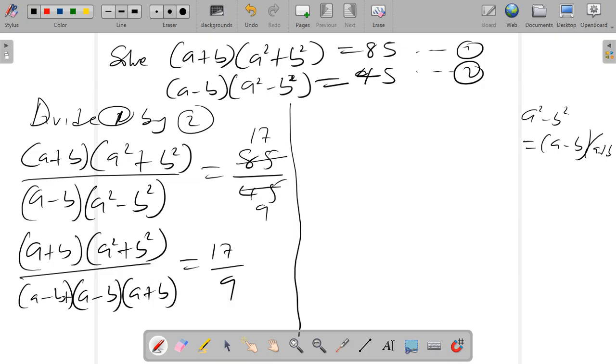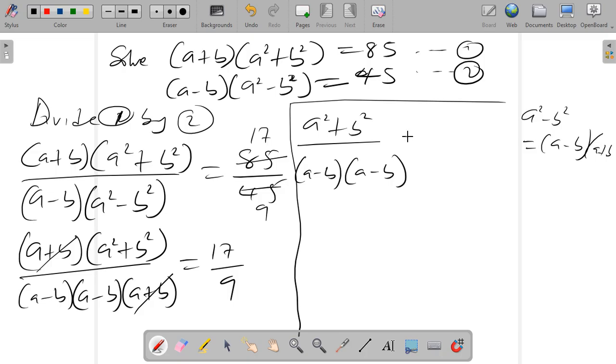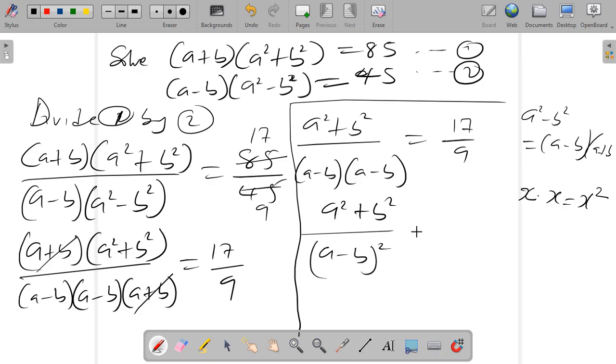Now you look at this, you see that a plus b is taking care of a plus b, obviously. So I am left with a squared plus b squared all over (a minus b)(a minus b) again, is equal to 17 over 9. You see that these two look alike, and if you have anything multiplied by itself, it's the same as saying that same thing squared. So I'm going to have a squared plus b squared all over (a minus b) all squared is equal to 17 over 9.